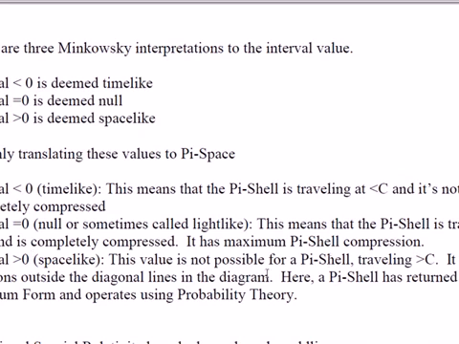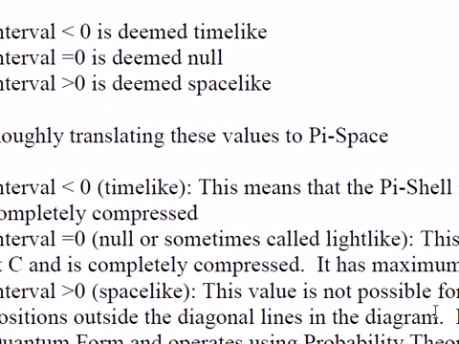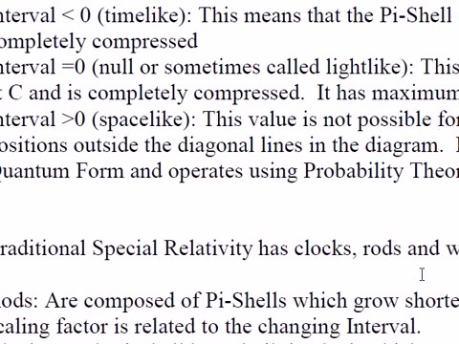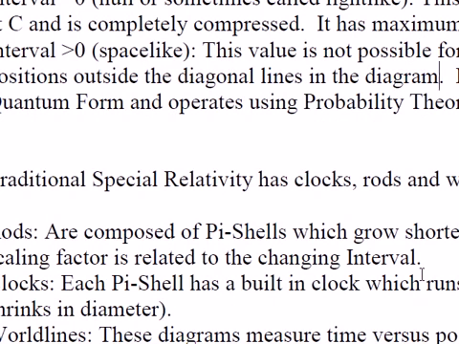So that's how, if you know the special relativity diagrams really well, you relate them to the atoms. Now, obviously, traditional special relativity has clocks, rods, and world lines, and they all change depending on the amount of velocity. So they're all built into the sphere.